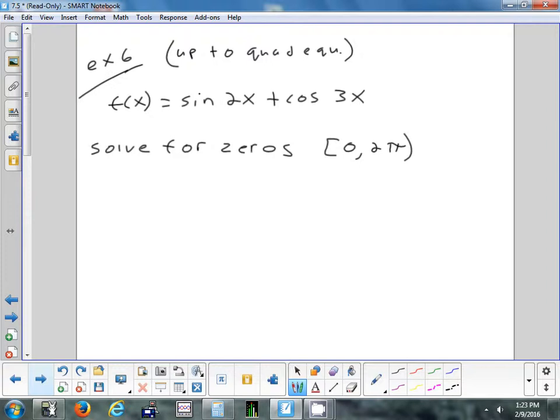All right, so this one, anytime you have an odd number, that's a pain. If this was a 4x, I think that would actually be easier than a 3x. What ends up happening is we're going to have to rewrite this 3x. But let's start with the first term. That one's pretty easy. How do we rewrite sine 2x?